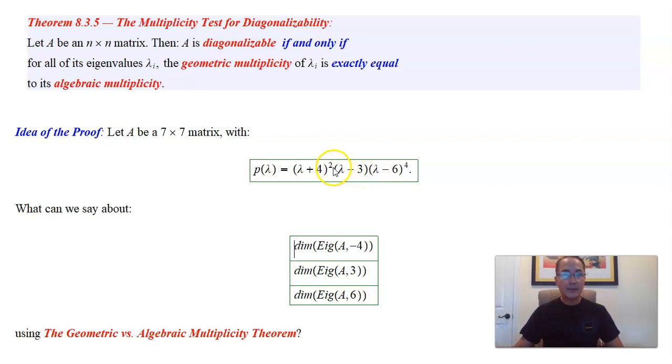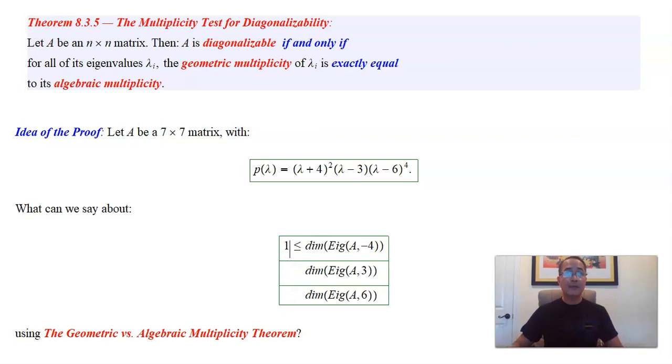Do the powers add up correctly? That's a 2, that's a 1, so 3 plus 4, 7. Okay, so this is a possible factorization for p of lambda if you have a 7 by 7 matrix. What can we say about these dimensions, using the algebraic versus geometric multiplicity theorem? So the lambda equals -4 eigenspace is at least 1-dimensional before, but it is now at most 2-dimensional.